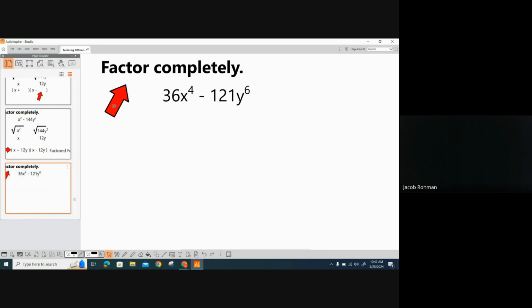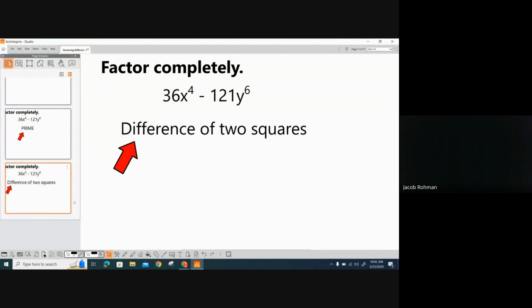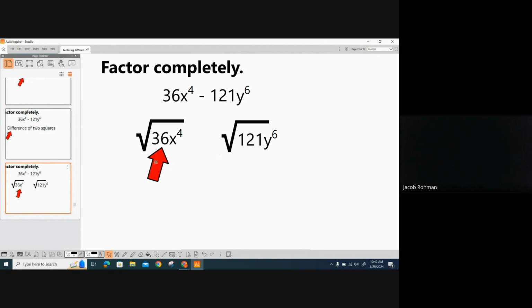Next example, again, there's GCF. There's not going to be a GCF here. So we would say that's prime. But we do have a difference of 2 squares. And so we square root each term. So 36x to the 4th square rooted is going to be 6x squared. And 121y to the 6th square rooted is going to be 11y cubed.